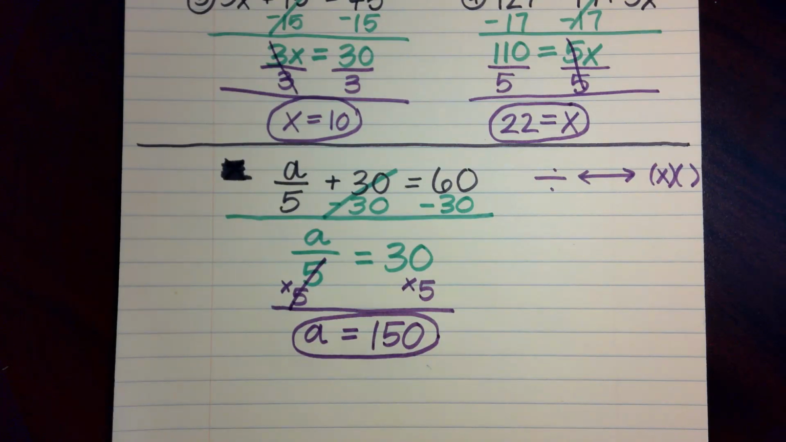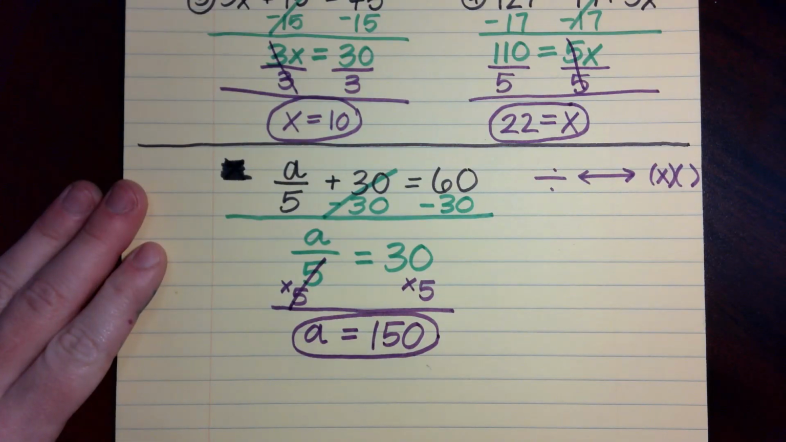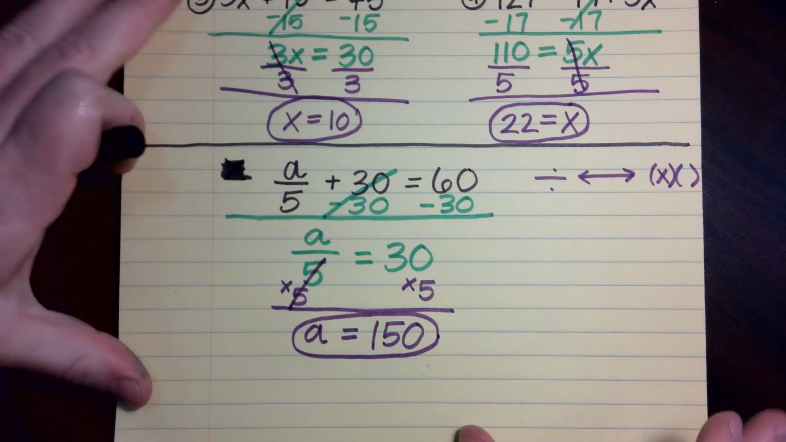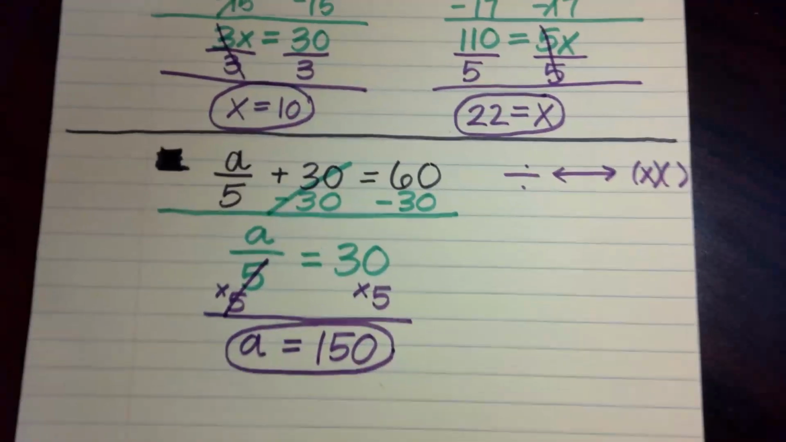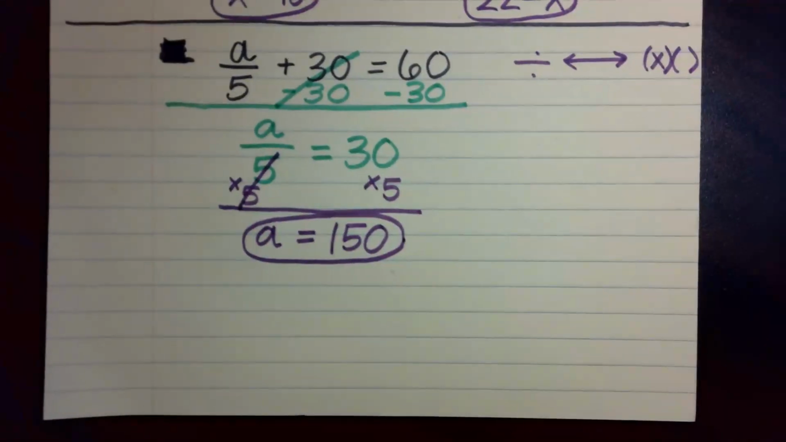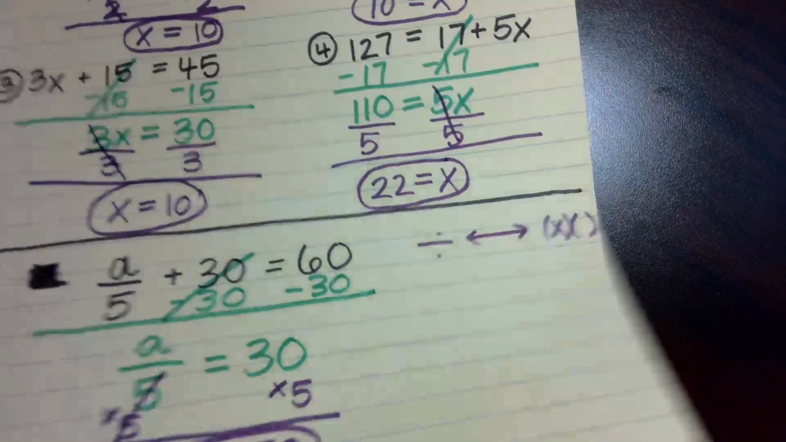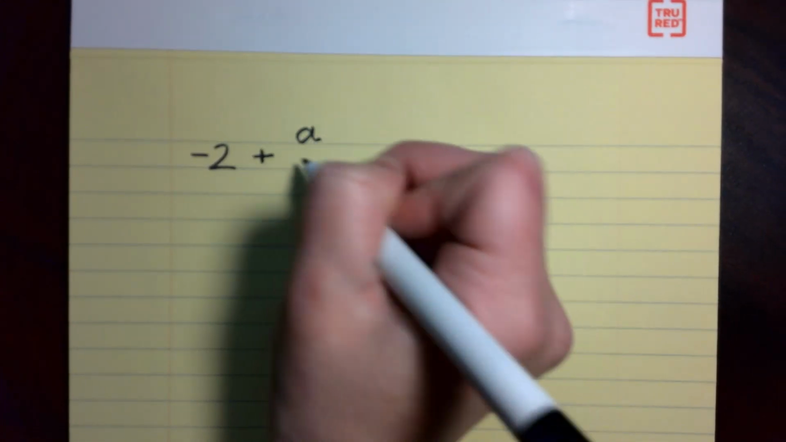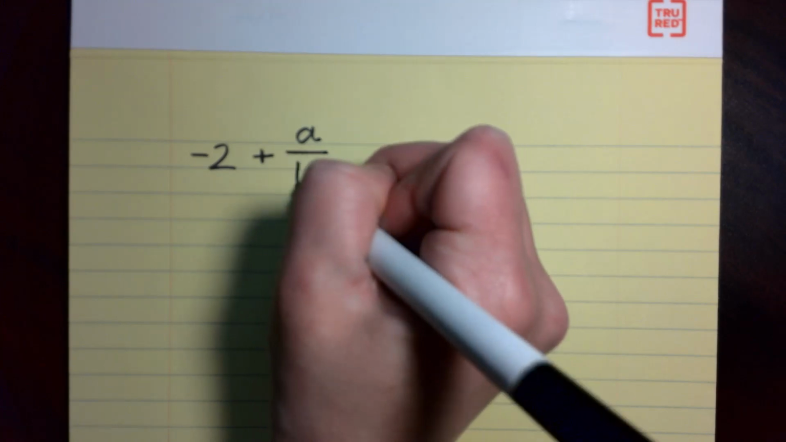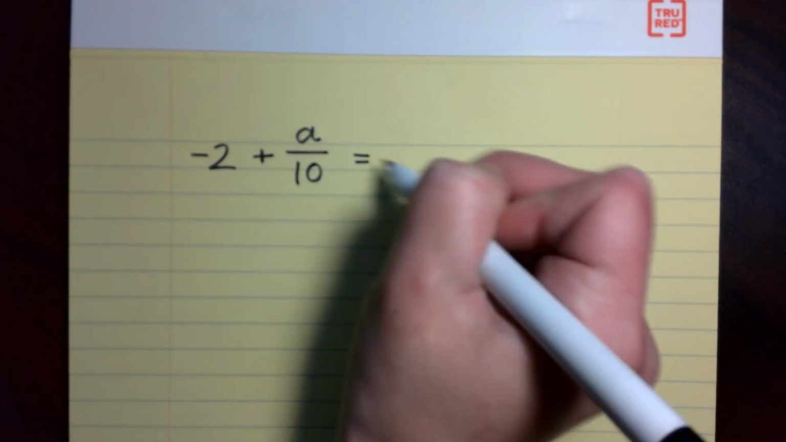That is all right. Okay, guys, I'm going to give you a little bit of a tricky one here. What if we had, let me bring that down a little. What if we had, I'll start a new page. I don't want it to get too messy for y'all. Negative 2, oh, you can't even see it. There we go. Negative 2 plus a divided by 10 equals 8.